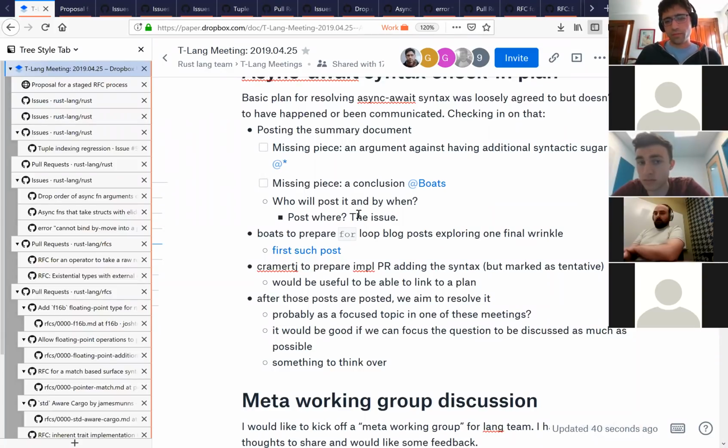Then we say Boats has written one post. We wanted to explore the interaction of for loops. There are a couple of blog posts, and we plan to have a meeting, I guess, to reach a conclusion. What date are we going to have that meeting on? That was what I was going to ask. So I think also, should we use this meeting for it? I think it makes sense, I guess.